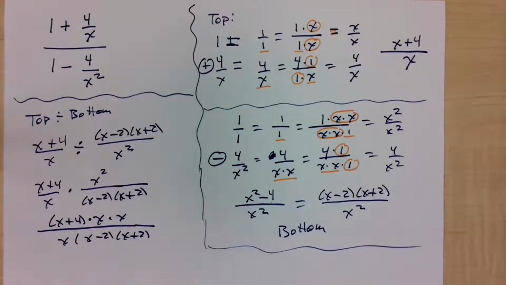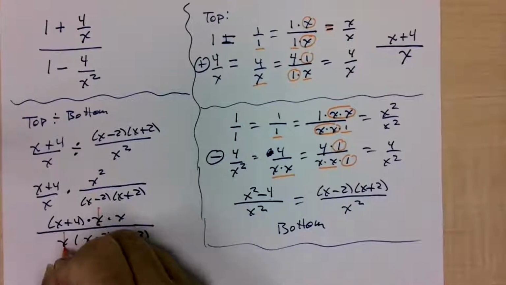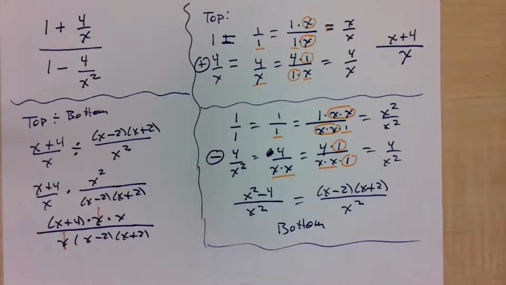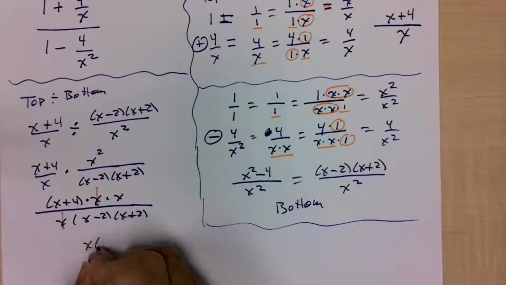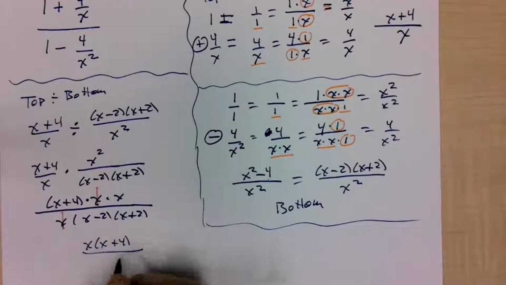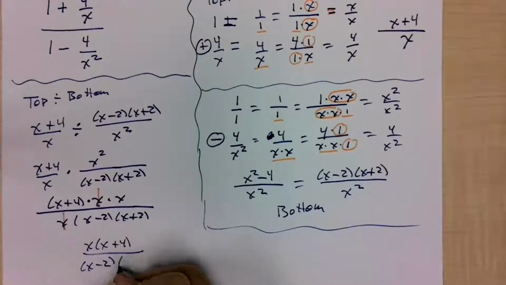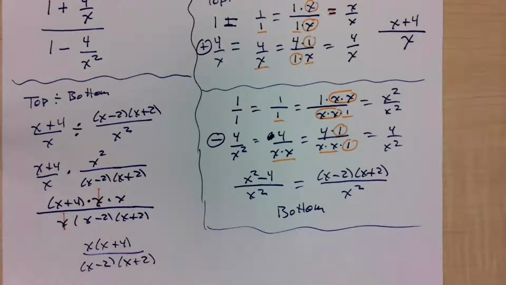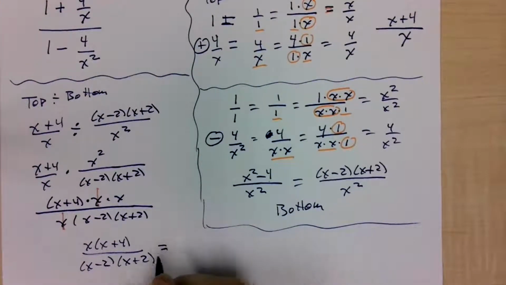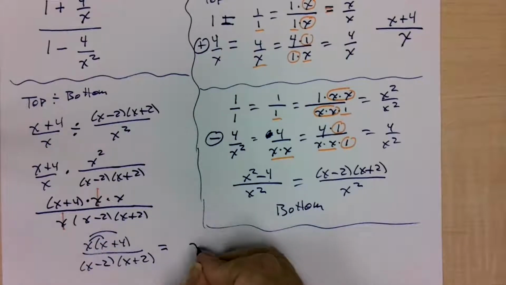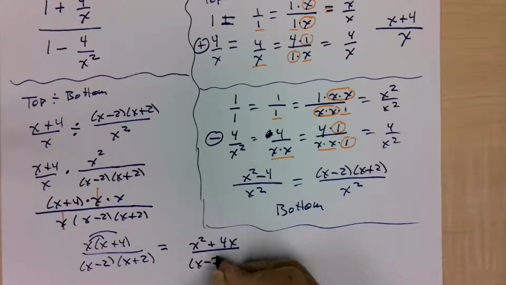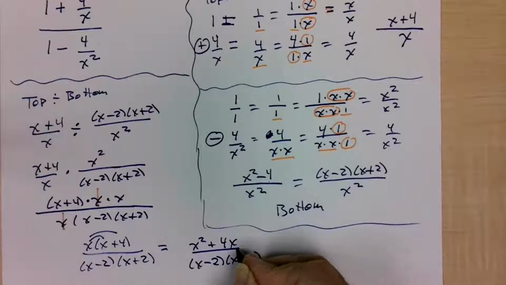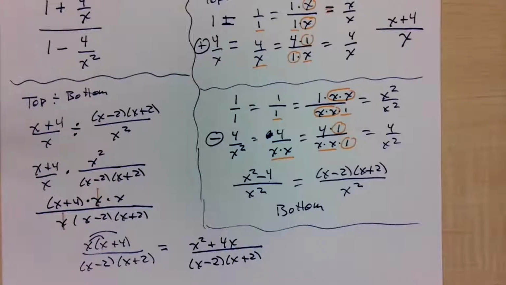What happens? x over x becomes 1 over 1. Upstairs, I get x times x plus 4. Downstairs, I get x minus 2, x plus 2. Which is a perfectly good answer. If you want to multiply out the numerator, x squared plus 4x over x minus 2, x plus 2. That's what that will look like. All right, let's take a look at another one.